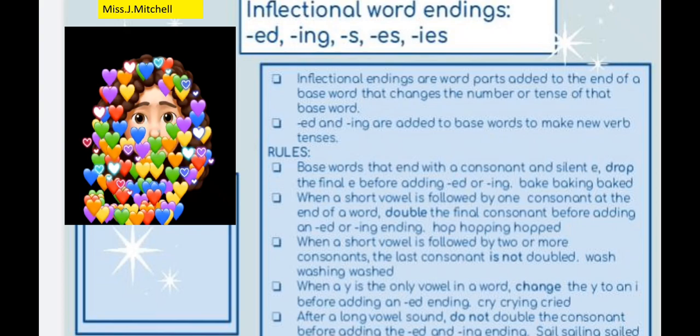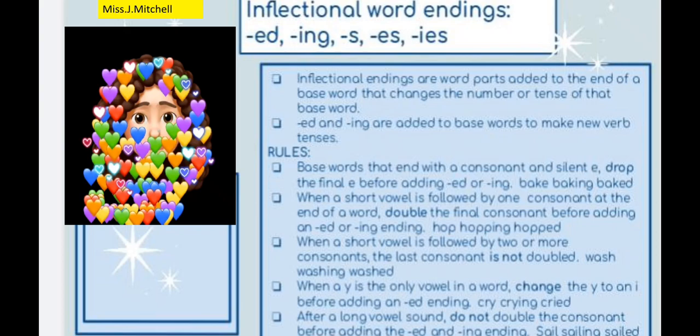Rule 4. When a y is the only vowel in a word, change the y to an I before adding the ed ending. Example, the verb cry. When the ed is added, it is spelled cried.